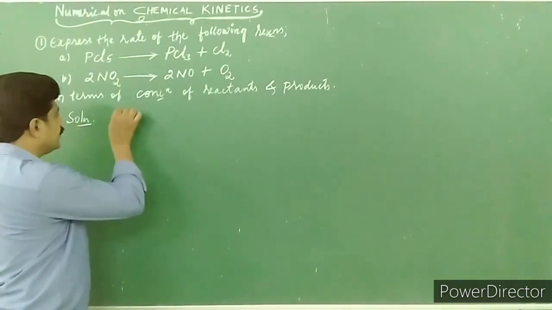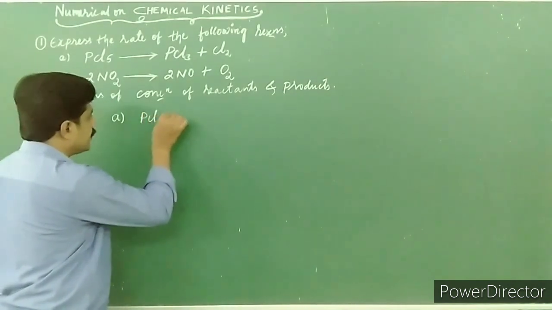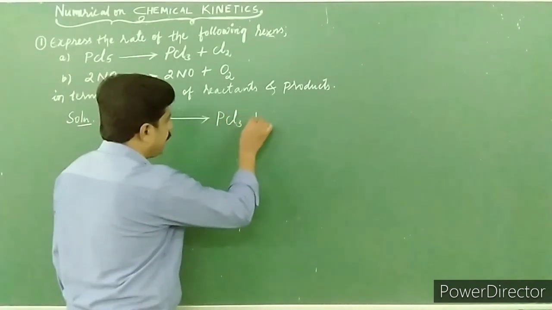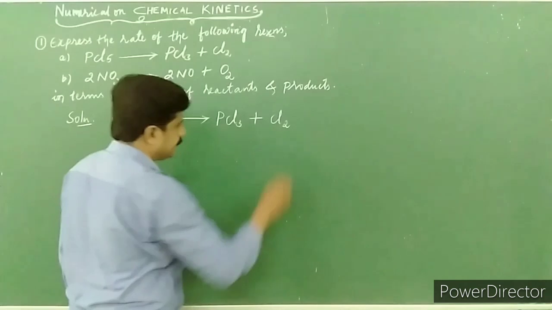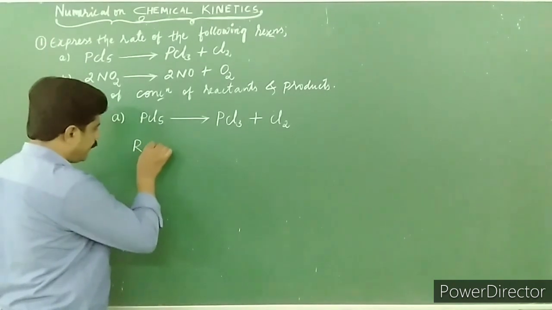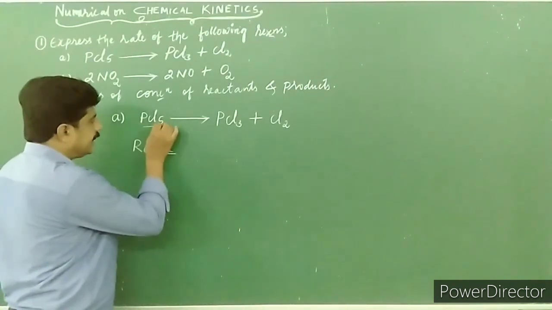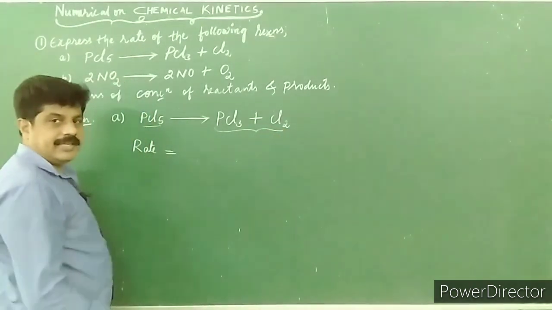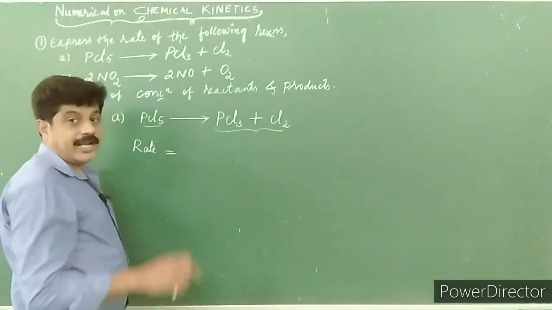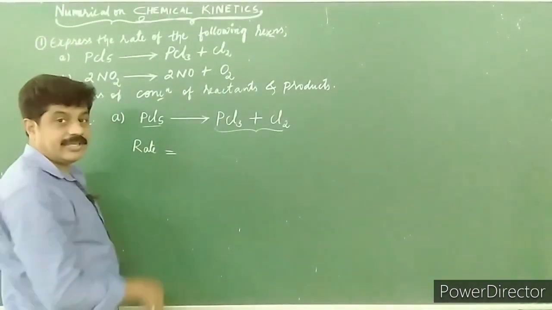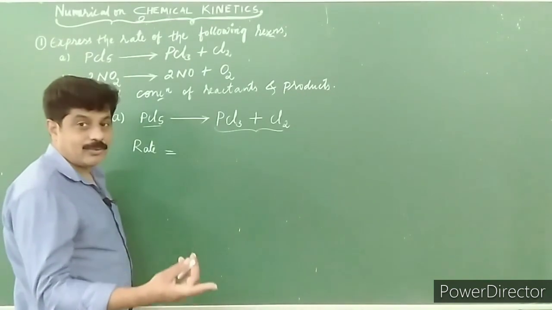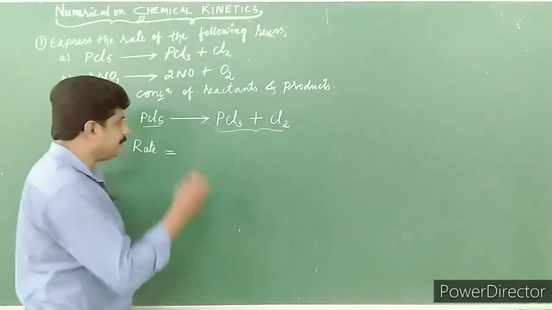Children, let me take up the first one, that is PCl5, phosphorus pentachloride. On decomposition, you are going to get phosphorus trichloride plus chlorine gas. Now how do I write the rate of the reaction? Look here, rate is equal to, so this is the reactant, these are the products. And you learned that while writing the rate of a reaction for the reactant, I need to use a minus sign because the concentration of the reactant keeps on decreasing, and the rate cannot be a negative quantity, it should be positive. That is why I need to put a negative sign here.